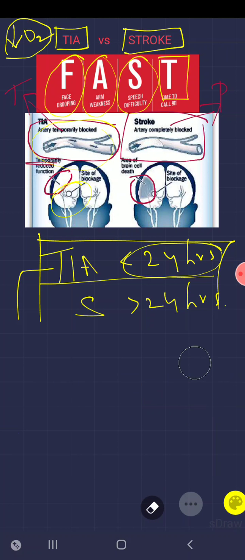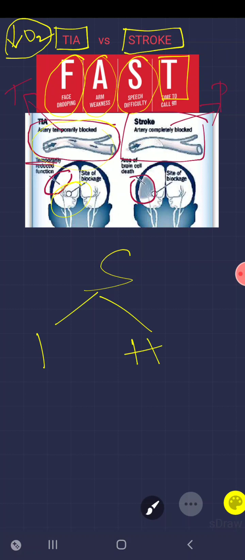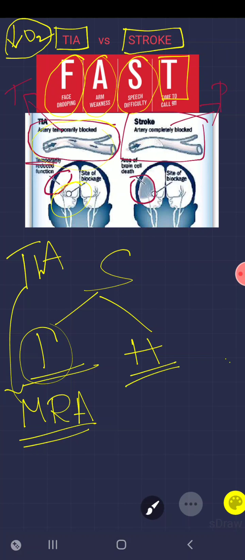Other than this, in stroke, it's not only ischemia that could cause it, there could also be bleeding. So stroke is divided into ischemic and bleeding, hemorrhagic stroke. So what we could do is go for MR angiography if you suspect ischemia. Since in stroke we suspect ischemia, we could do MRA. Similarly in TIA, again you could go for MRA. Whereas hemorrhage is ruled out better through CT scan.